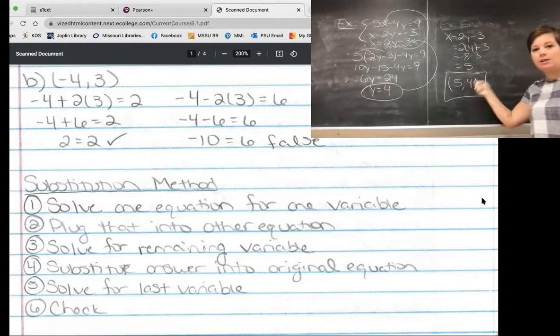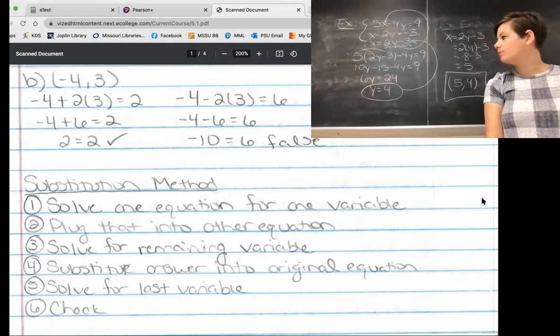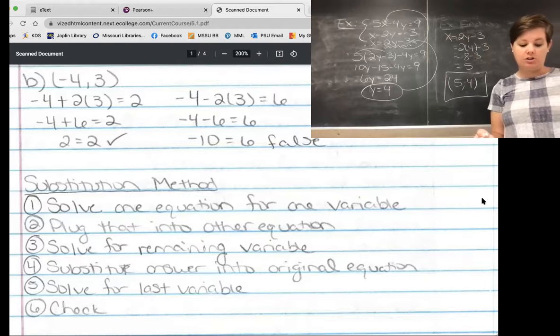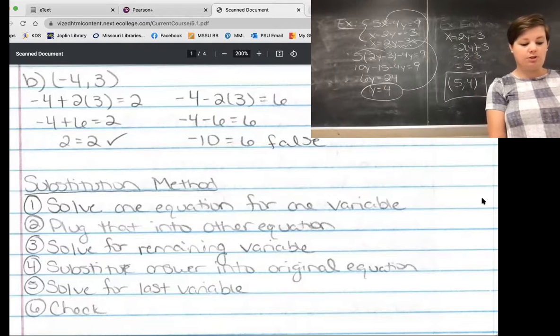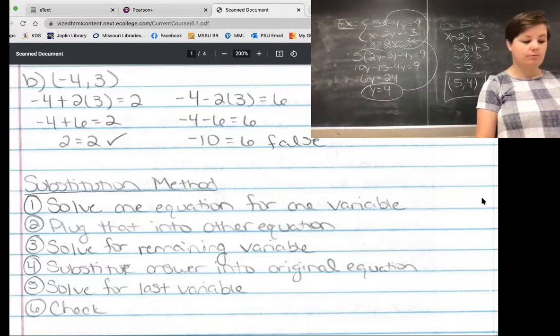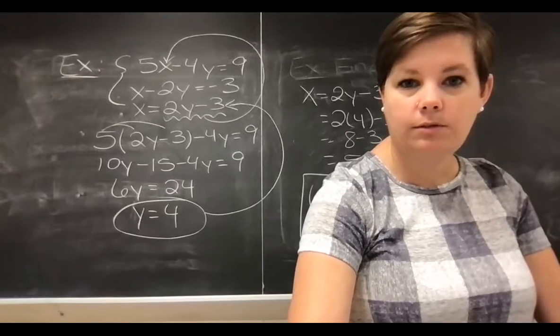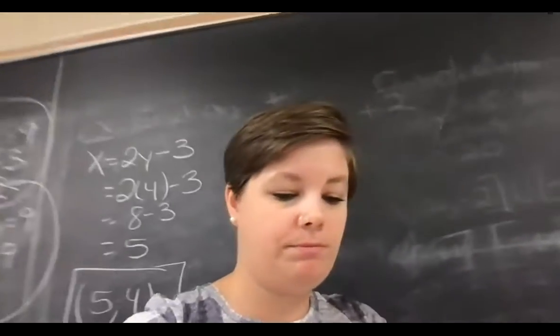This ordered pair is a solution to my system. And if I plug both of those values back into both of the original equations and check them, they do check and they do hold that they are both solutions. Let me stop the sharing and we'll do another example.